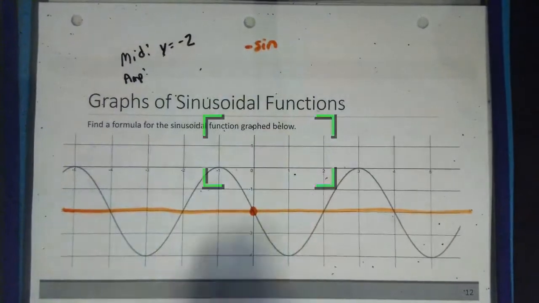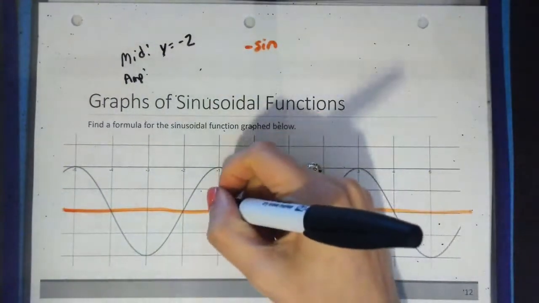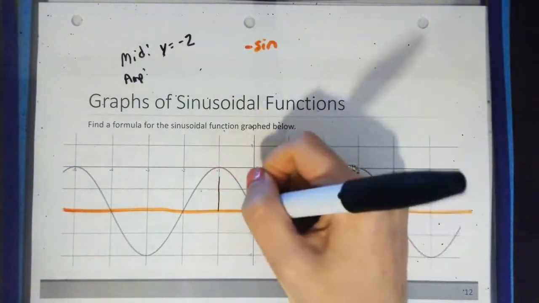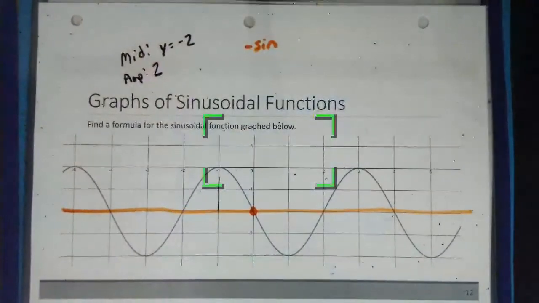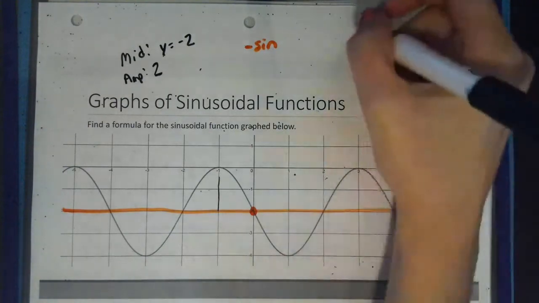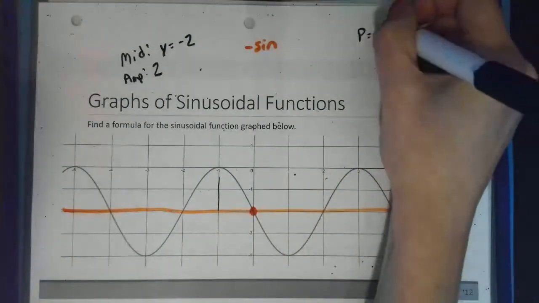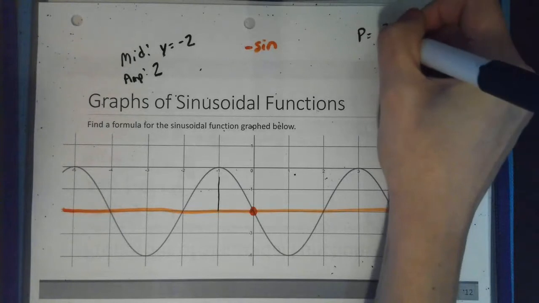The amplitude is the distance from the midline to the highest point. So that's going to be from -2 to 0. That's a height of 2. And then finally, we need the period, because remember, period P is equal to 2 pi over B.